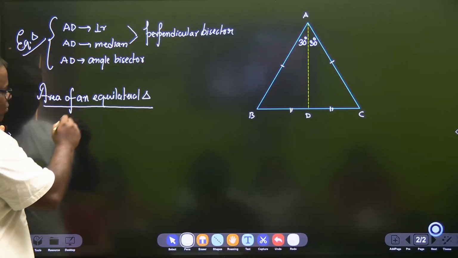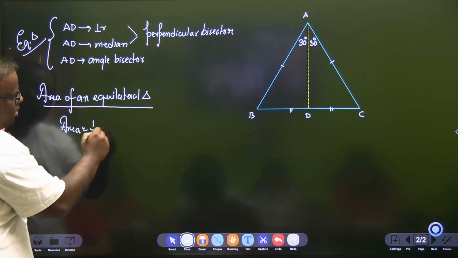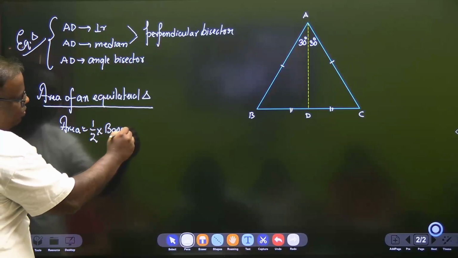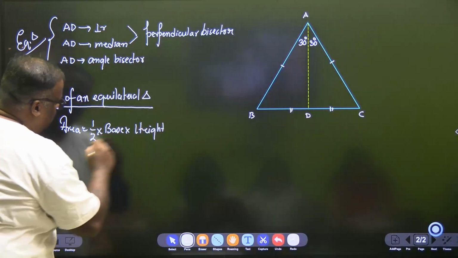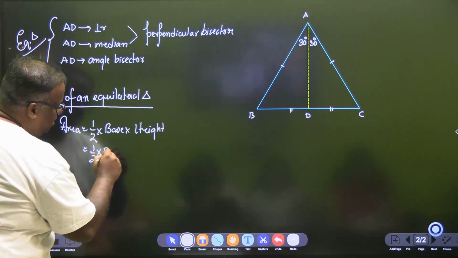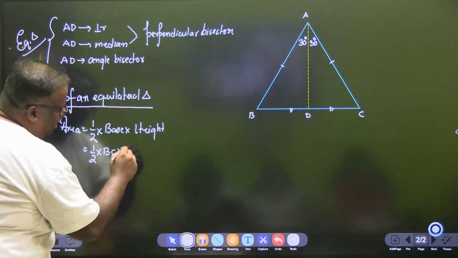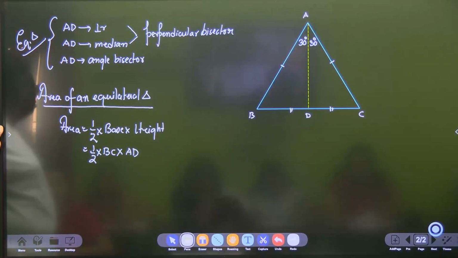So the area would be the same. Area would be half times base into height. What is half times base? Half times BC multiplied by height. Height is AD. अब हमें इसका फॉर्मूला निकालना पड़ेगा.